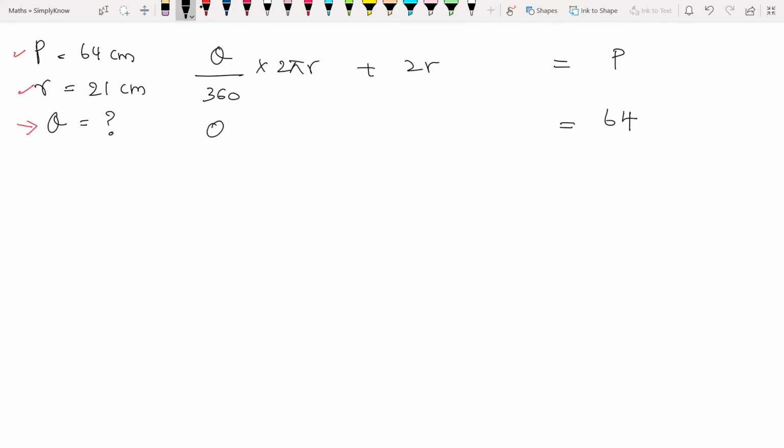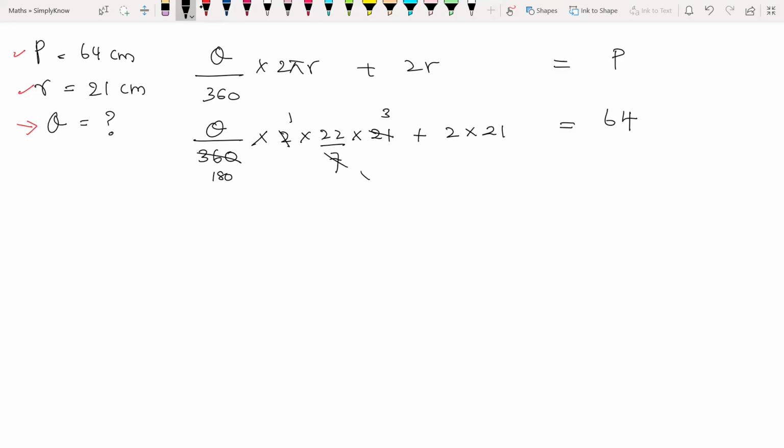And theta we should find over 360 times 2 pi value. Then r is 21 centimeters. Then plus 2r is once again 21. So I'm going to simplify 2 and 360. 2 divided by 2 is 1. 360 divided by 2 is 180. Then 7 times 3 is 21.